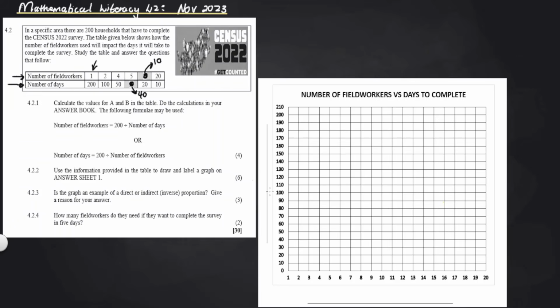It means that on the y-axis, we're going to have the number of days, and on the x-axis we're going to have the number of field workers. Then we'll have to plot.